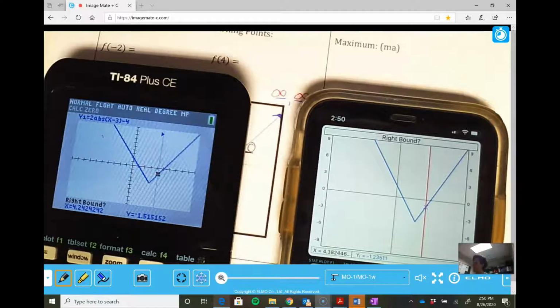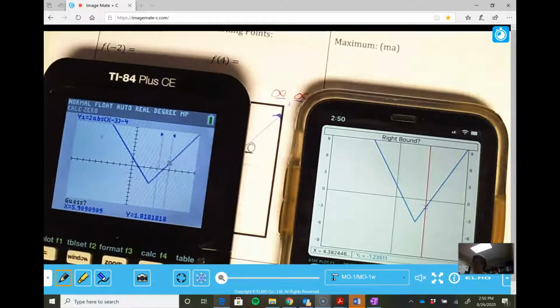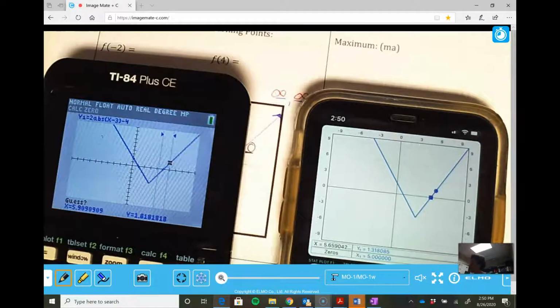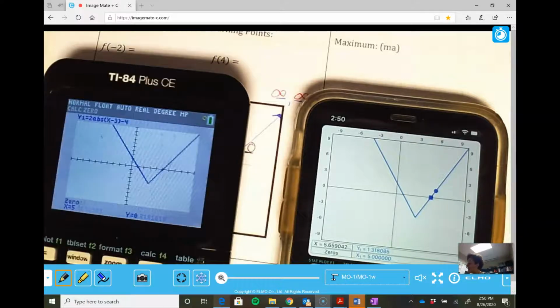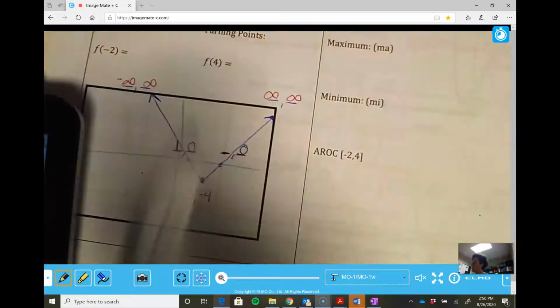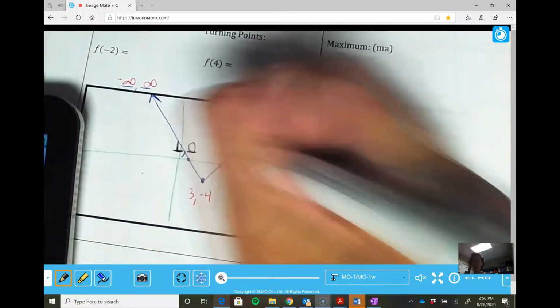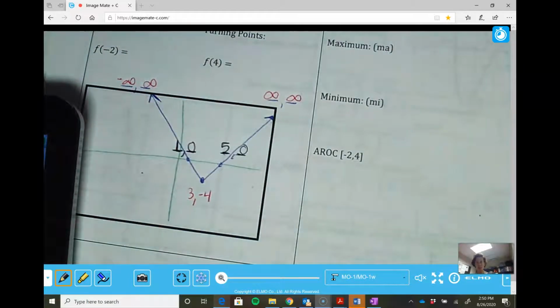All right. Now it's asking for a right bound. So I go back to where I think it is, and now I go to the right to get the right bound. And then this one gives it to you, and this one you have to go one more time with guess, and I get 5, 0. Here it just says 5. Again, it doesn't give you the y value of 0. All right, once you have that, you can start to answer all the questions.